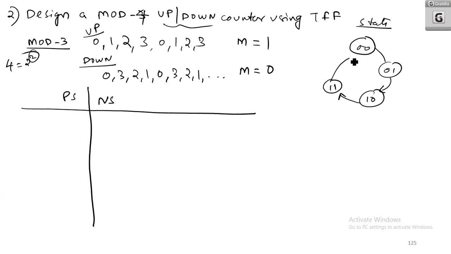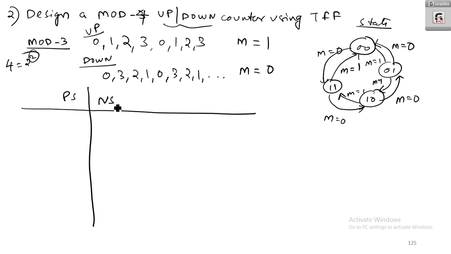So this is basically what? This is basically the up count. So this is when M is equal to 1. Now down count means in the exact reverse order. This is the down count. So this is M equal to 1, M equal to 1, M equal to 1. In this case, M is equal to 0, M is equal to 0. We are going for down count, M equal to 0 and M equal to 0.